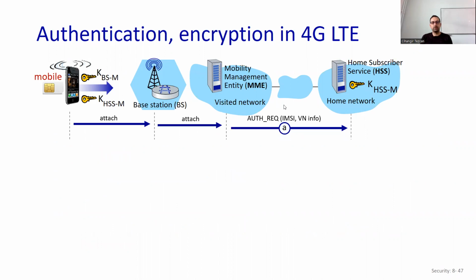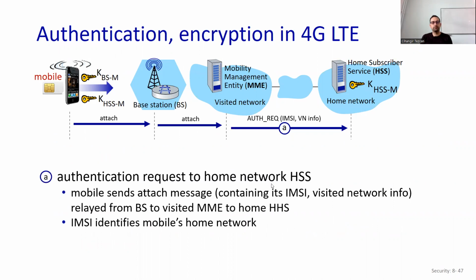Yes, the communication comes from here to here. You have an authentication request to home network HSS. Mobile sends attach message containing its IMSI code, which is internationally unique, right? Visited network info is relayed from base station to MME, then to HSS. IMSI identifies mobile's home network.